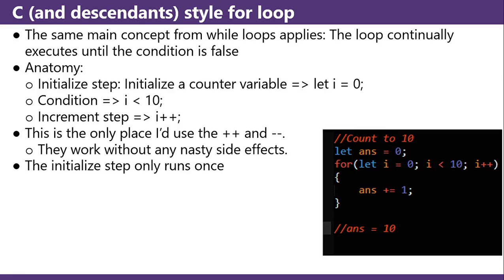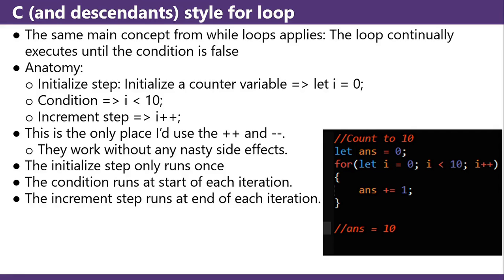The initialize step only runs once. The condition runs at the start of each iteration, so at the start of each iteration of this for loop it checks if i is less than 10. The increment step runs at the end of each iteration, so at the end of each iteration it adds 1 to i.